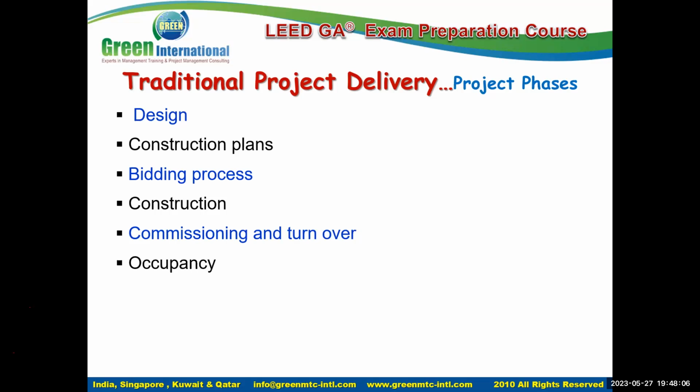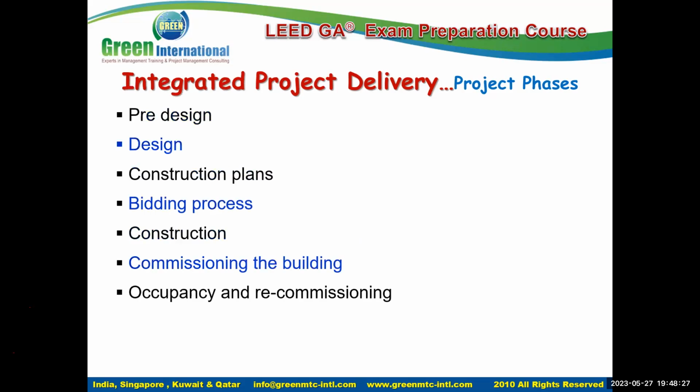Okay? So once the design is done and once the plans are done, they usually apply for the bidding. They usually submit their designs and the bidding occurs. And after the bidding, the tender is awarded to a particular contractor who begins the construction. They finish it, commission it, and turn it over to the owner. And then the building is occupied.